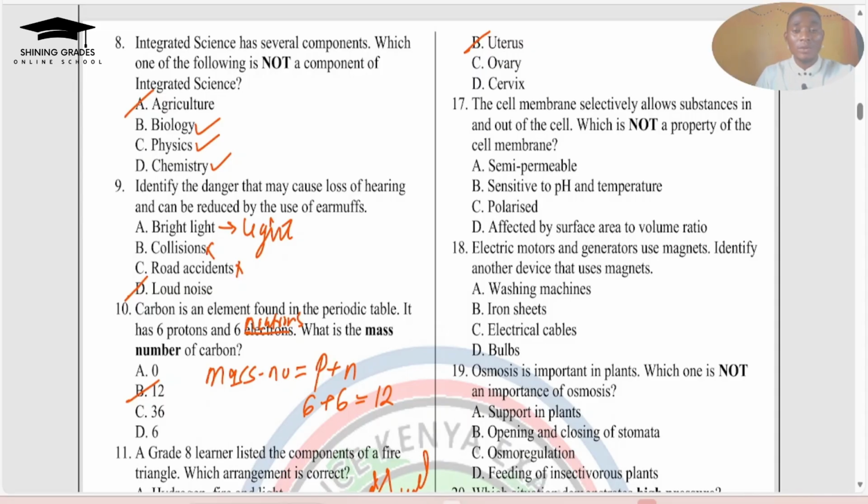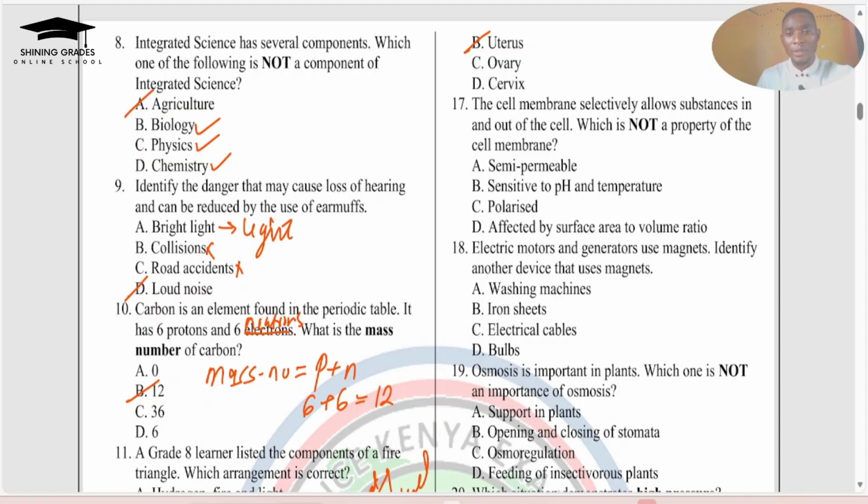Ovary, just to release the egg. Cervix prevents entry of materials or anything that is not supposed to get into the uterus during pregnancy. That's the work of the cervix. Then we have the cell membrane selectively.